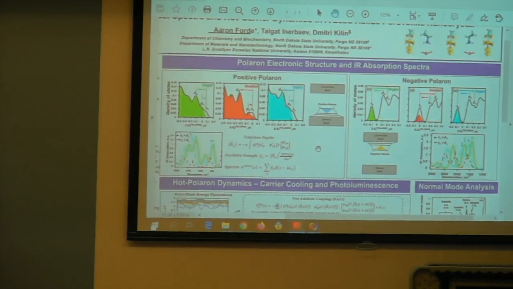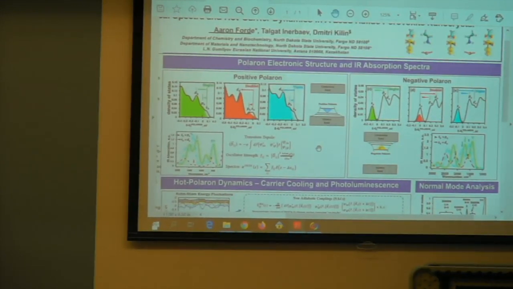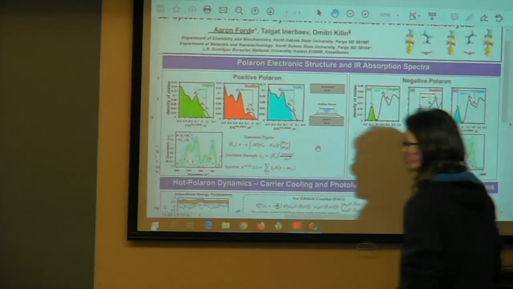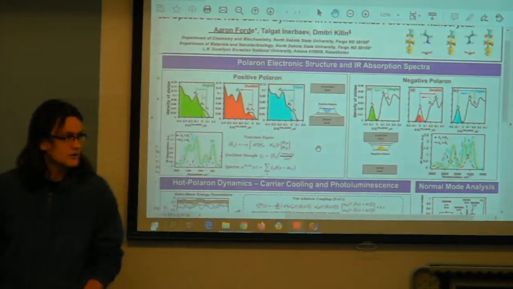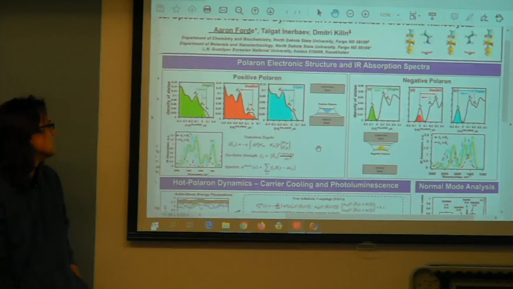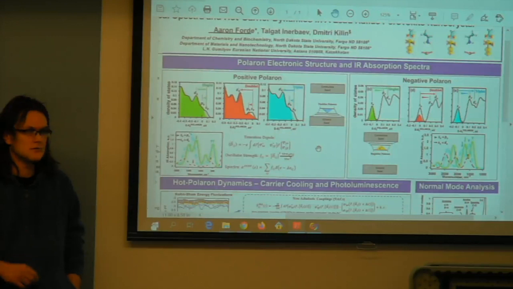And yeah, that's essentially the takeaway from looking at the IR spectra. Singlets and triplets are brighter than doublets. And then they show atomic-like spectra.